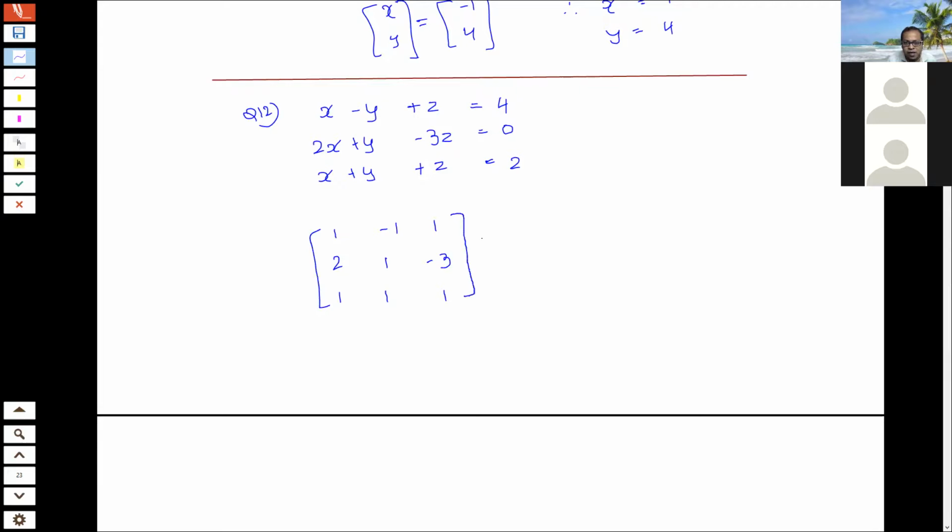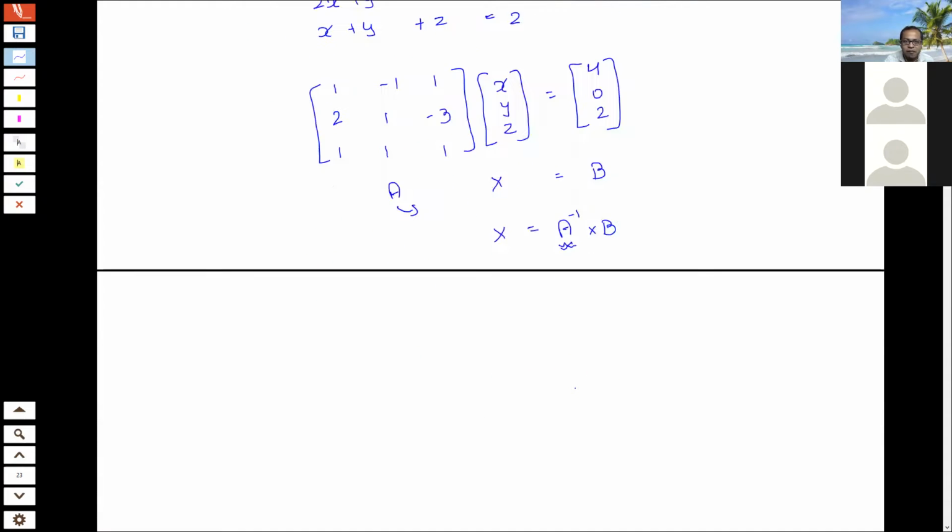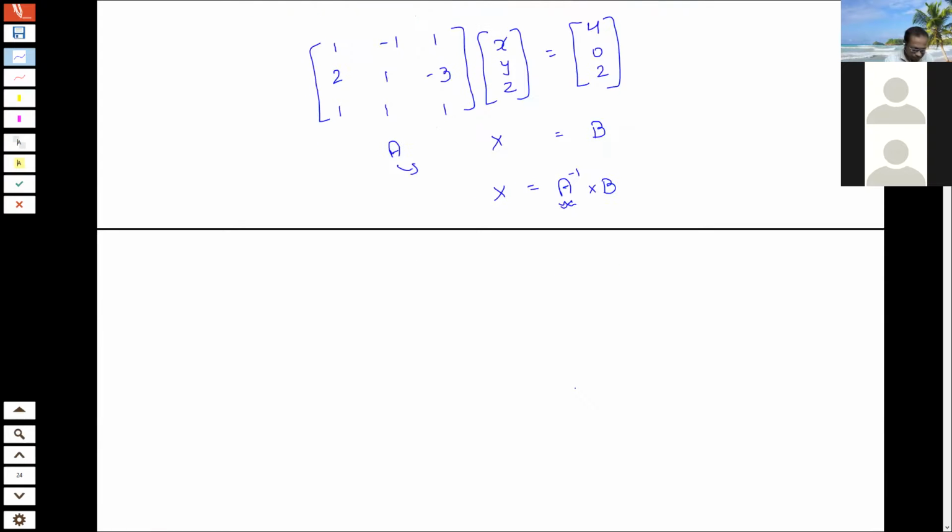So coefficient matrix, then variable matrix is equal to the right hand side matrix, which is 4, 0, 2. So it is AX equal to B. If A goes to that side, X we can find using A inverse into B. So our target now is to find A inverse. You know, the sum becomes lengthy. So let us find the inverse.